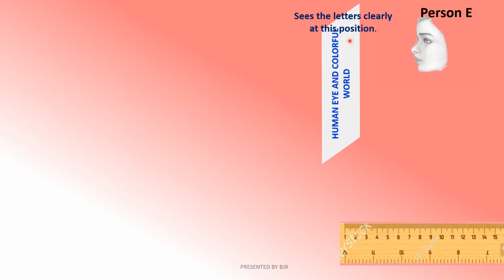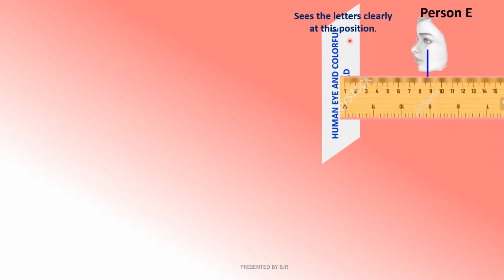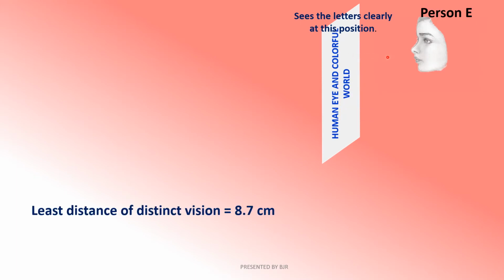This is the least distance of distinct vision. Here is the scale. It is around 8.6 or 8.7. 8.7 I think, okay. That's all. So that is the least distance of distinct vision of person E. So we can conclude that the least distance of distinct vision varies from person to person. On average, for a normal human being, the least distance of distinct vision is 25 centimeters. That means if an object is kept at a distance of 25 centimeters, that person can see the object comfortably and clearly.